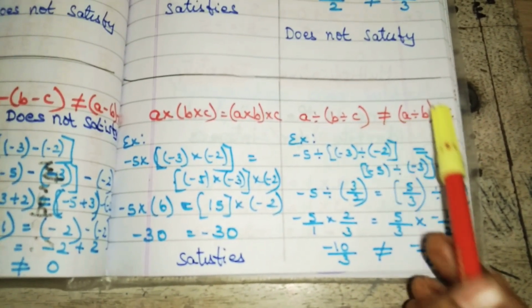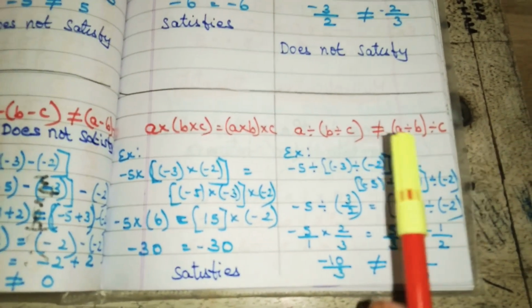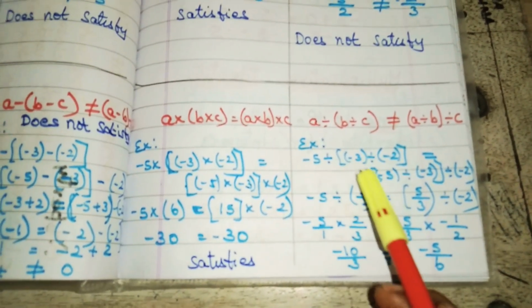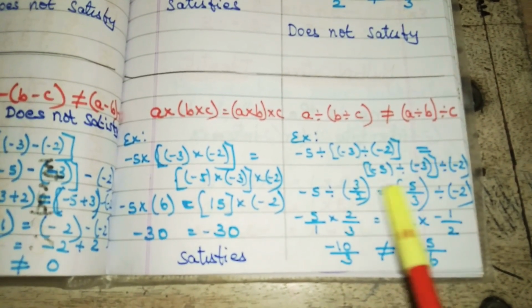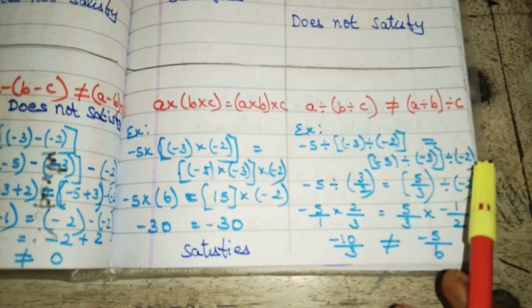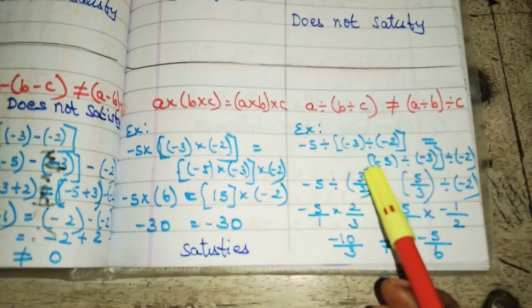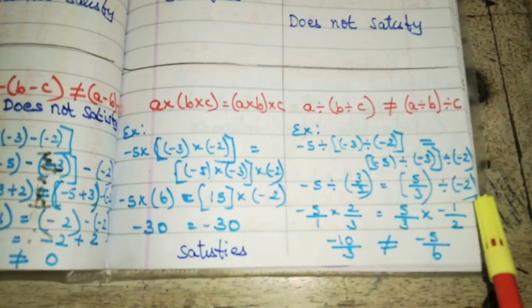(A divided by B) divided by C is not equal to A divided by (B divided by C). For example, (minus 5 divided by minus 3) divided by minus 2 is equal to minus 5 divided by (minus 3 divided by minus 2). Now minus 5 divided by 3 by 2 is equal to 5 by 3 divided by minus 2.